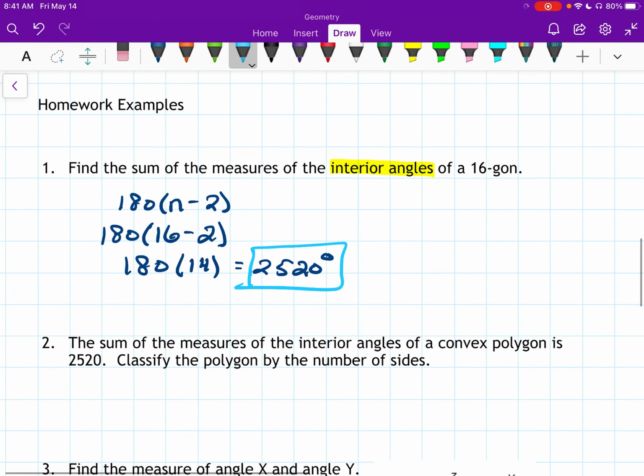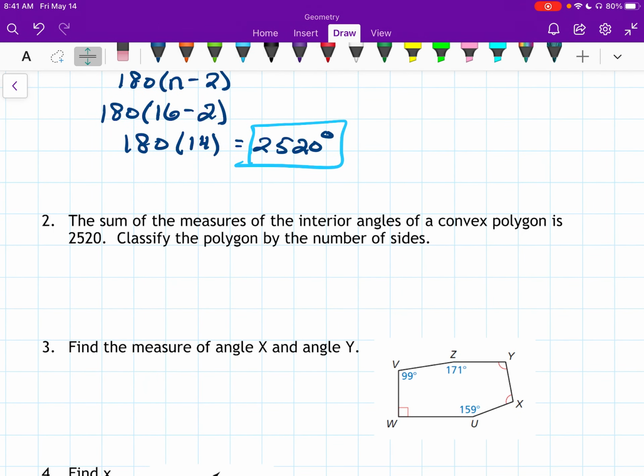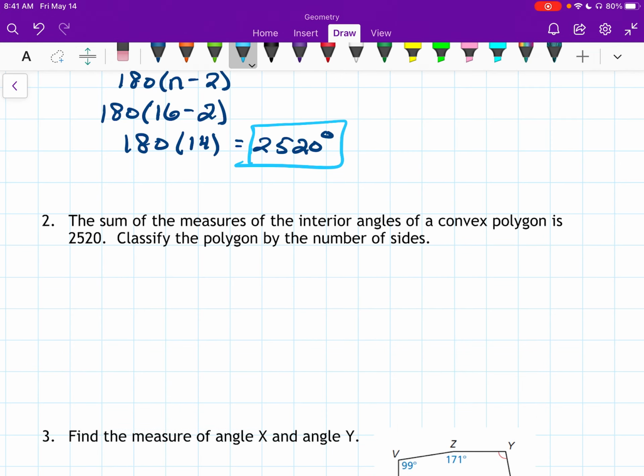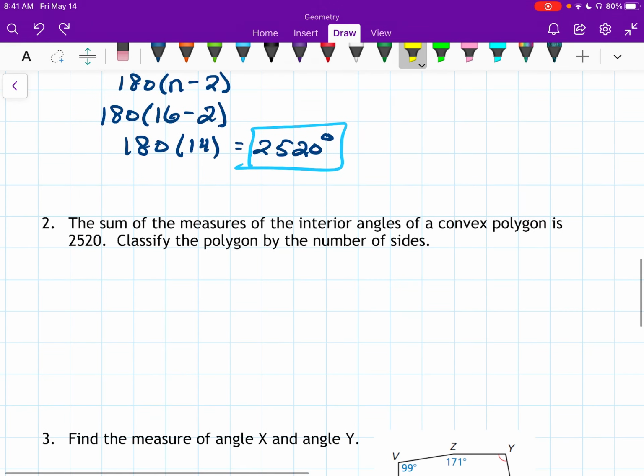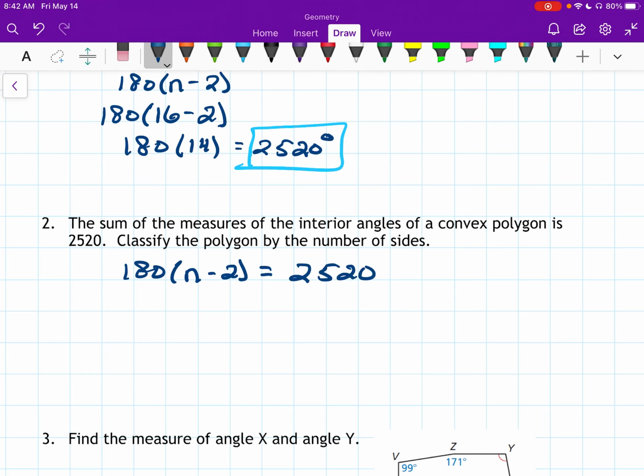All right, next up, the sum of the measures of the interior angles of a convex polygon is 2520. Classify the polygon by the number of sides, okay? Now, I didn't really mean for these two numbers to match up, but we'll do it as if we didn't know that they matched up. What we're doing here is we're going to say, well, we have the formula 180 times n minus 2, and it's going to be equal to 2520. Right, we're trying to figure out how many sides it has.